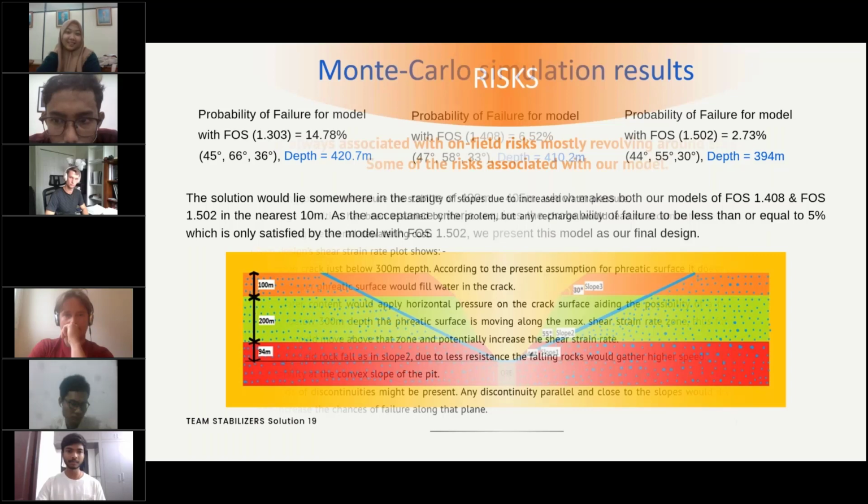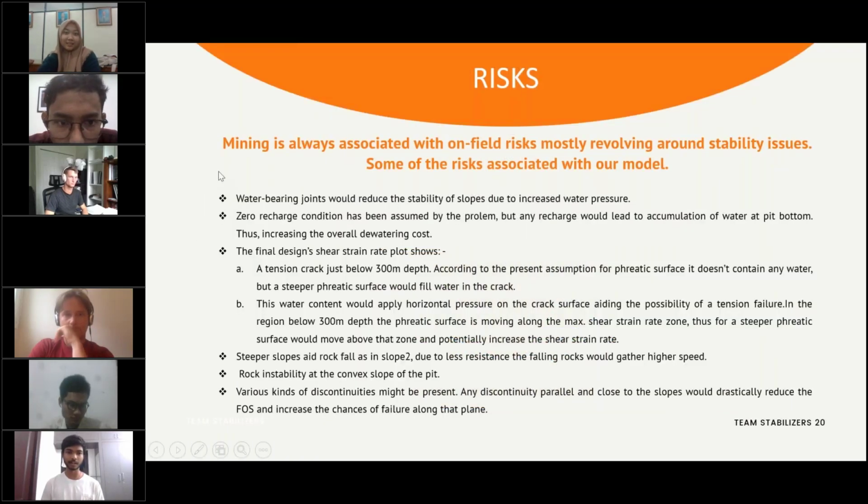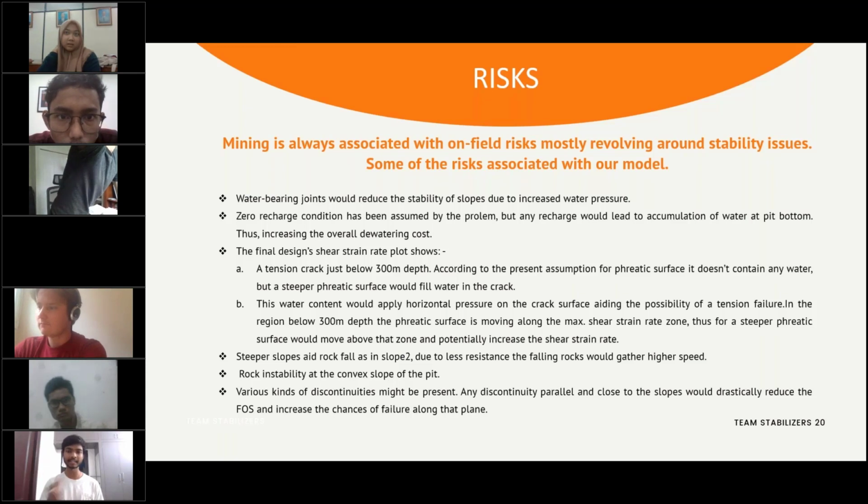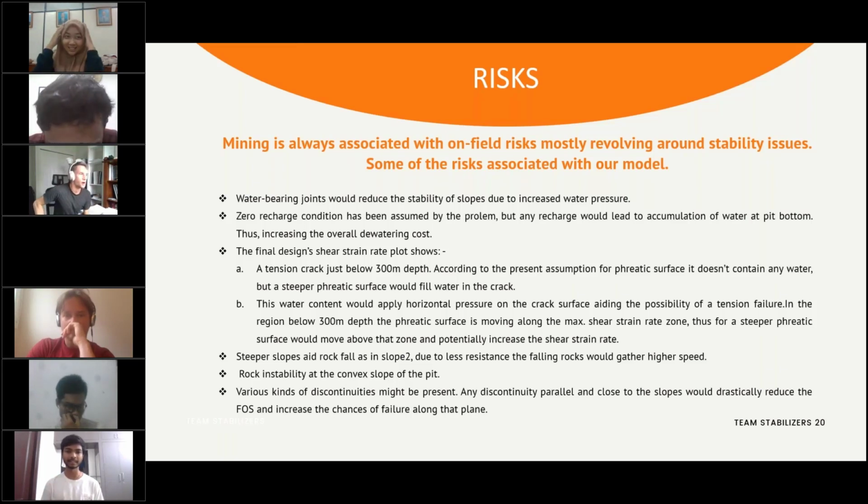These are some risks associated with the model. Water bearing joints, if any, can cause stability issues, and a zero recharge condition was given. But in case there is a recharge, there will be accumulation at the pit bottom, and dewatering will cost us more and further compromise the pit depth that we can go. The final design also has a tension crack, but to our rescue, the phreatic surface is just going below the crack and not filling it. But in case there is a recharge and the crack fills, there will be a potential instability.